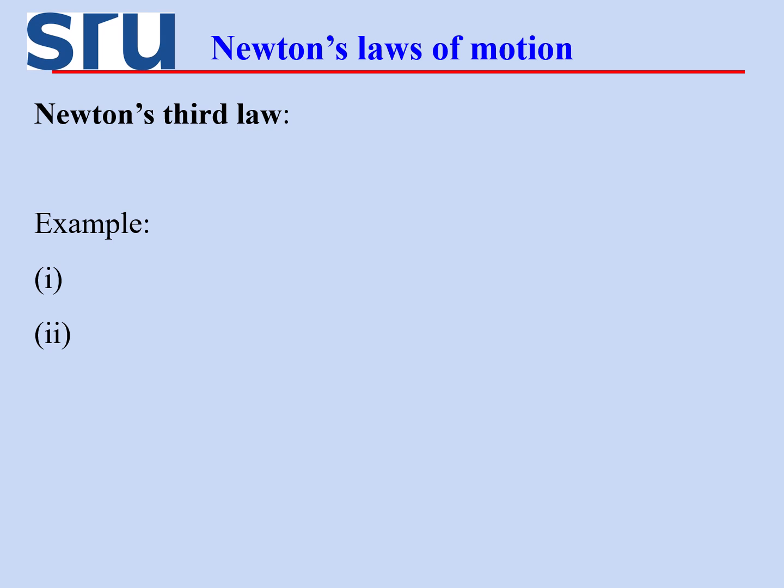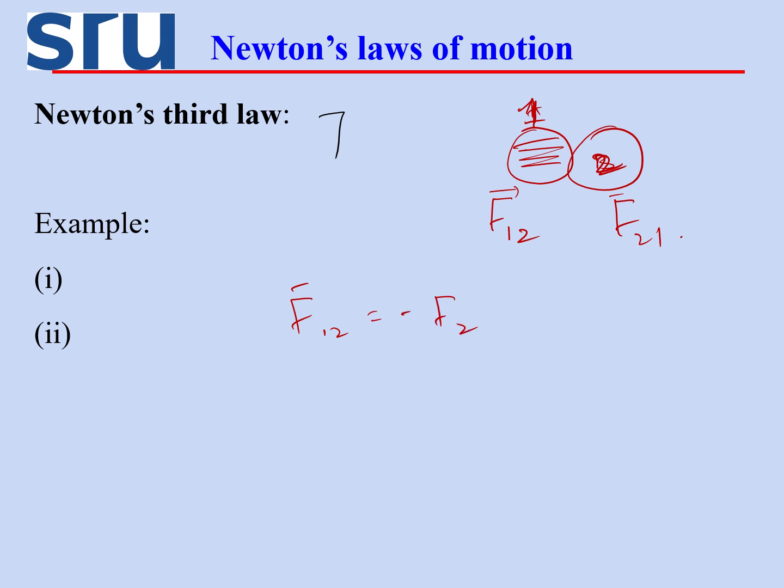Newton's third law. The statement is: for every action there is always an equal and opposite reaction. For example, two objects are there. This is object 1, this is object 2. The force exerted by the first object onto the second object is F12. The force exerted by the second object onto the first one is F21. The relation between these two is F12 equals minus F21.